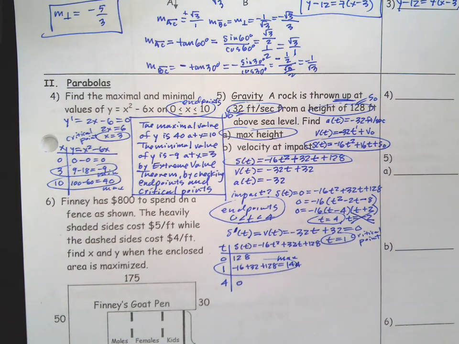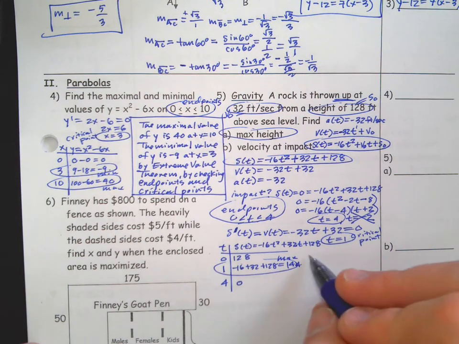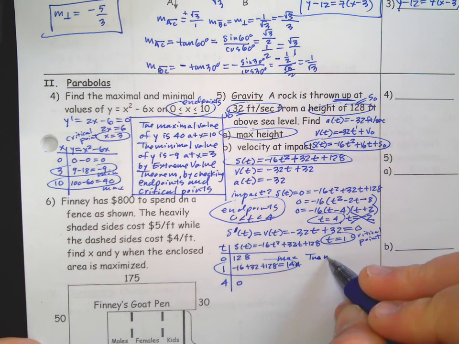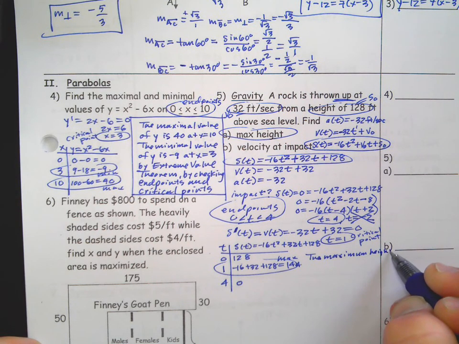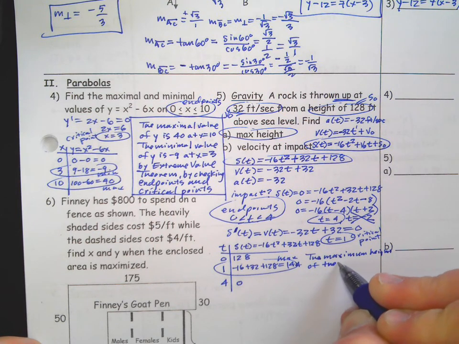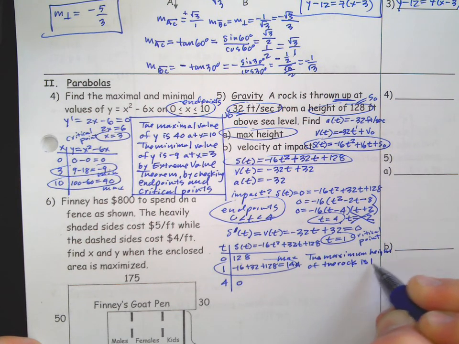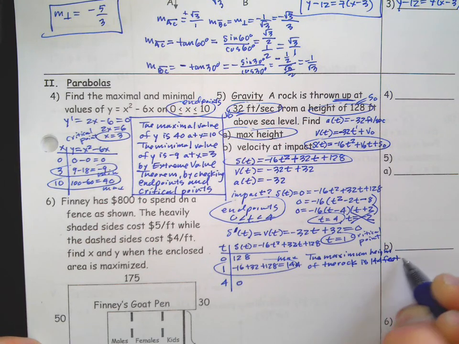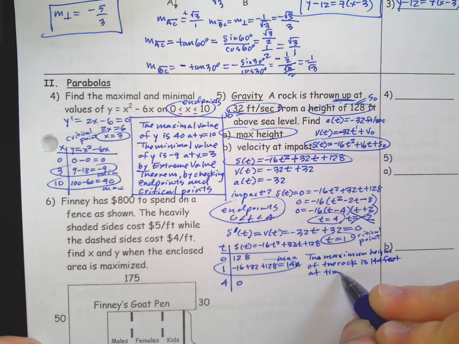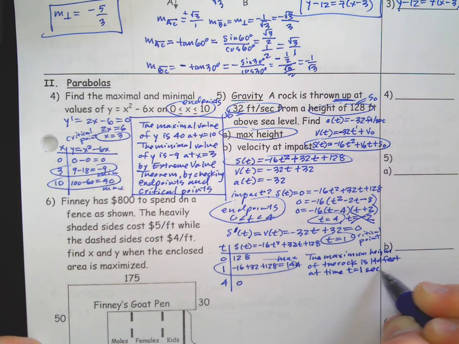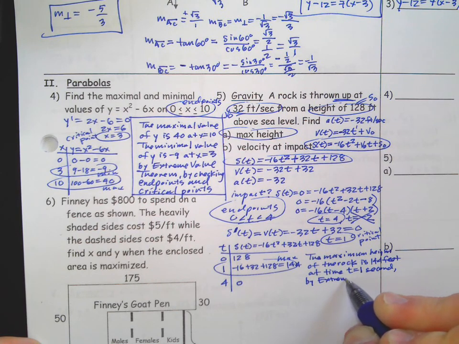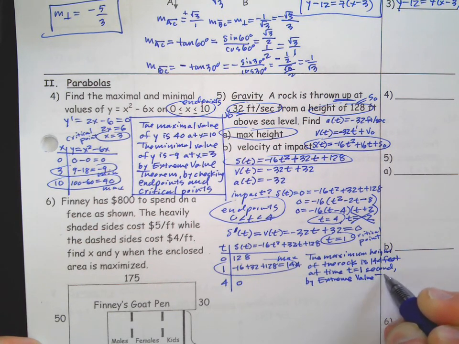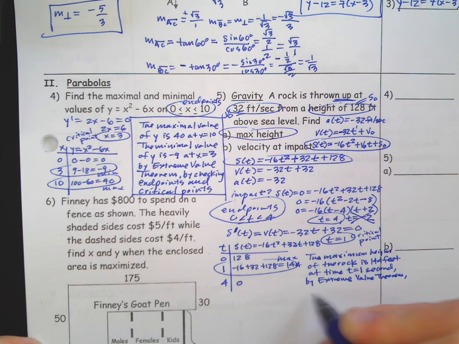And so now we're going to write the answer. The maximum height of the rock is 144 feet. I need units. At time t equals 1 second. Need units. By extreme value theorem, by checking endpoints and critical points.